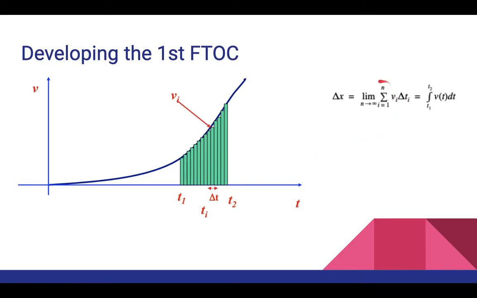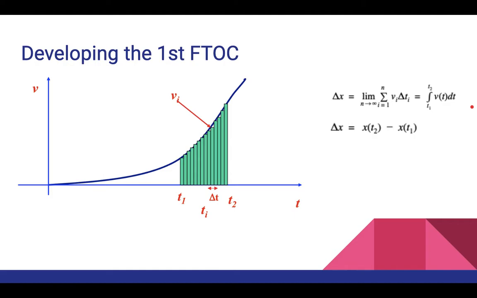The idea is that if we let n go to positive infinity, the area of each individual rectangle will approximate the curve better and better until we obtain an exact answer. But we recognize that this limit definition is the idea behind the definite integral. The limit of a Riemann sum is equal to the definite integral from t1 to t2 of our velocity function.